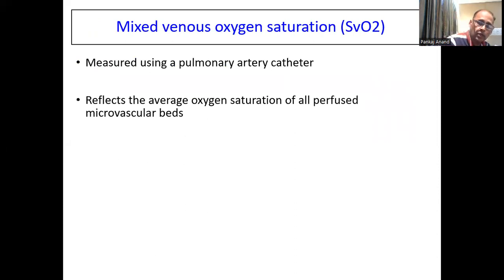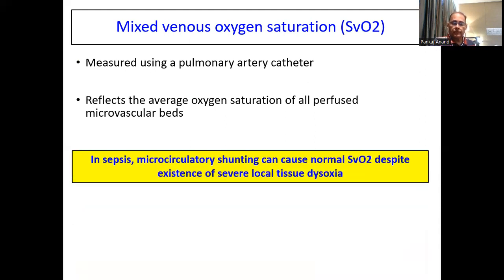Coming to the next marker, this is the mixed venous oxygen saturation. This is slightly different from the central venous oxygen saturation, which we measure in the central lines. This is measured in the pulmonary artery catheter. It reflects the average oxygen saturation of all perfused microvascular beds.